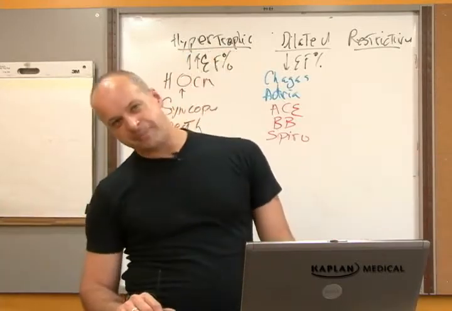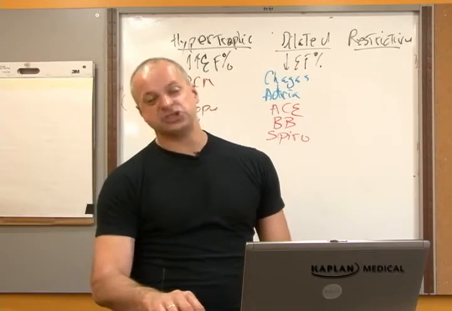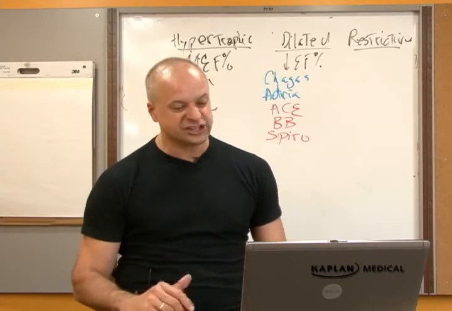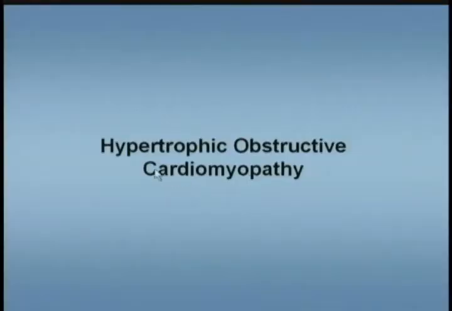Aspirin and the ability to do bypass. Remember, it's better to be having ischemic disease. You can do more to fix it. Hypertrophic obstructive cardiomyopathy. What is the most common presentation?